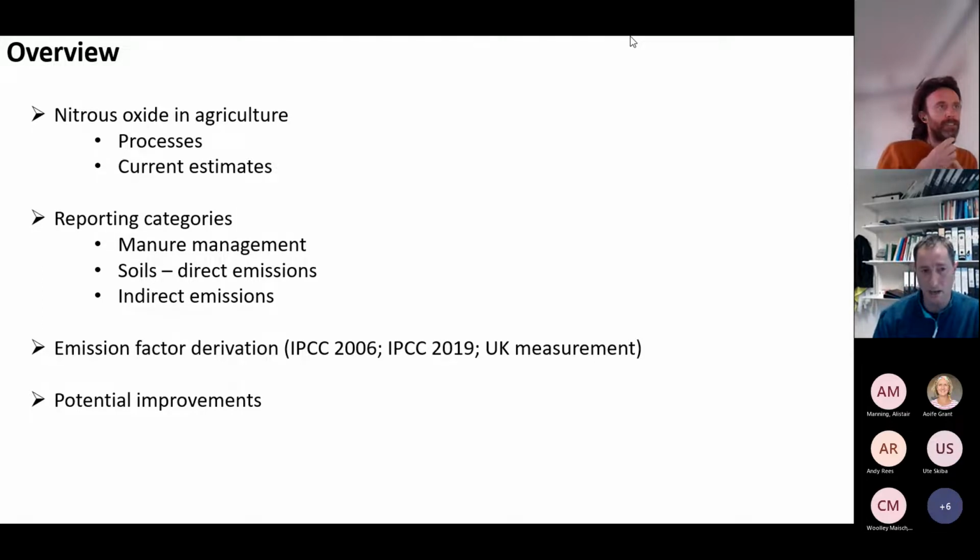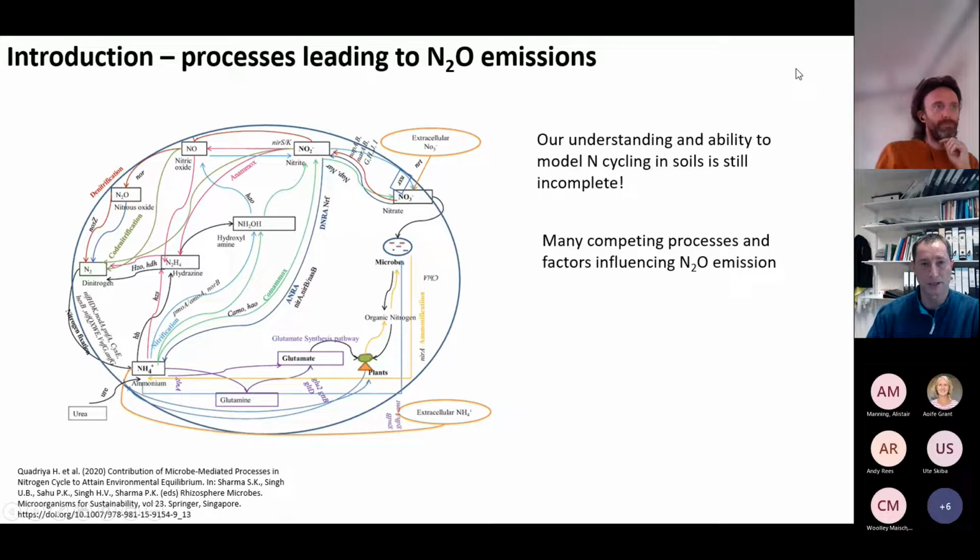Then talk about how we come up with our emission factors for the inventory, which are a combination of the IPCC guidelines, emission factors from 2006 guidelines. We've also looked at the more recent 2019 refinement to the 2006 guidelines, and as far as possible based on our own UK measurements. And then finally, just to have a quick think about what improvements we might make to the inventory.